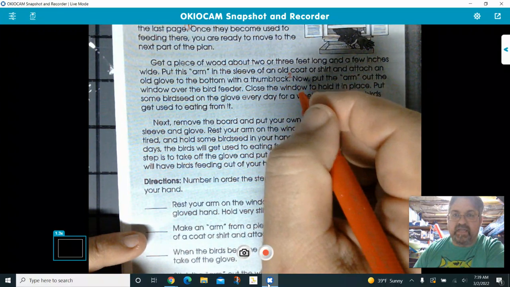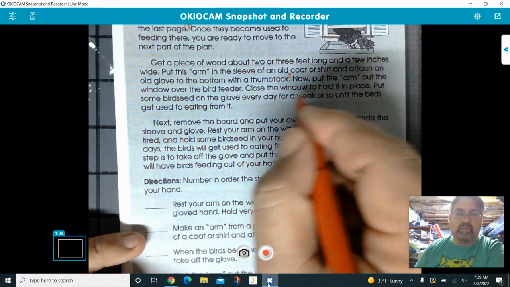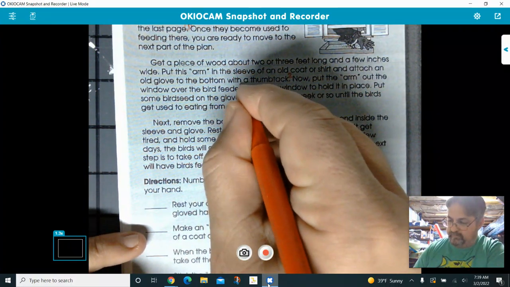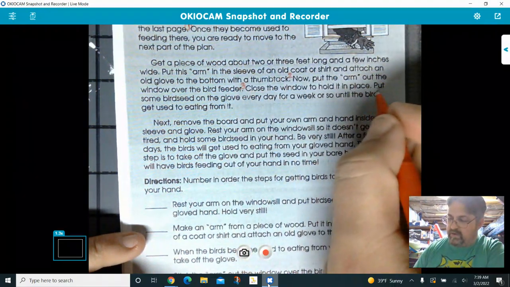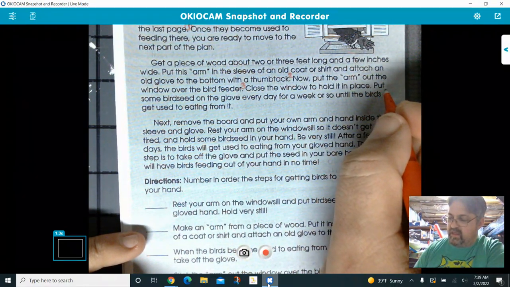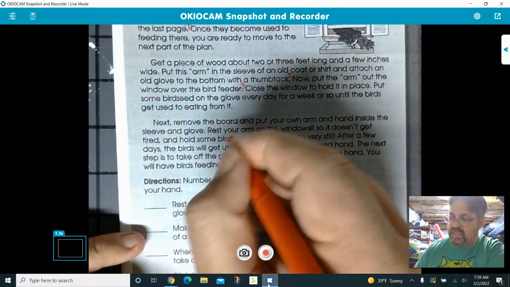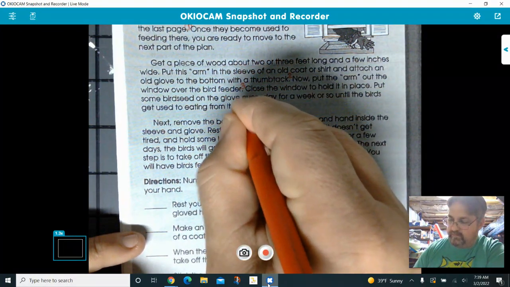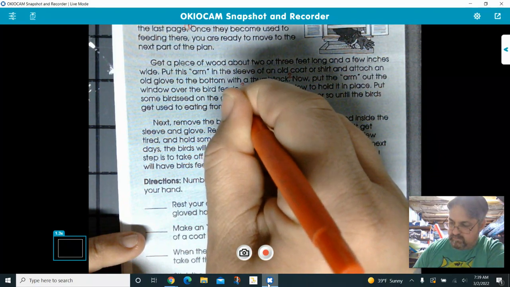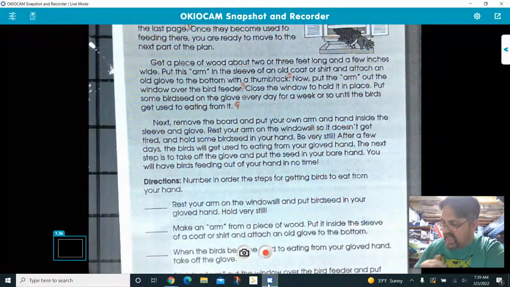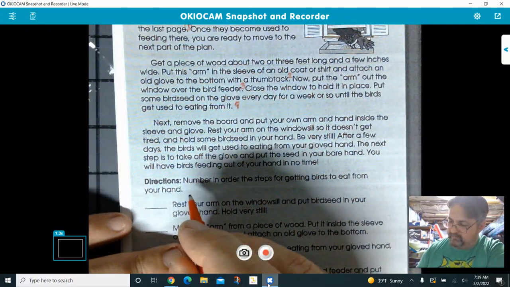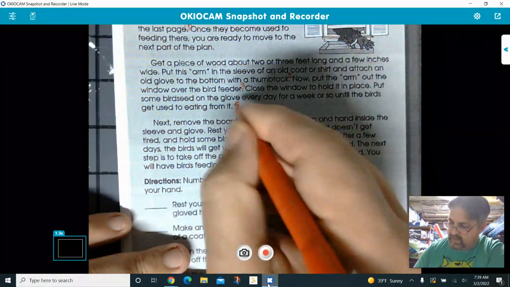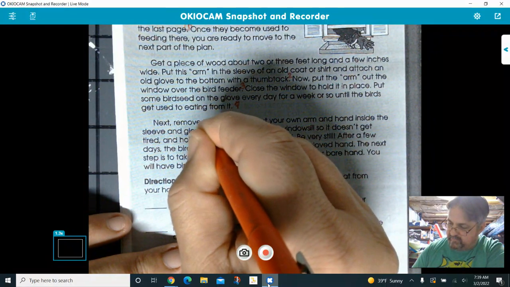And my pen is starting to die. Now put the arm out the window over the bird feeder. Close the window to hold it in place. Put some birdseed in the glove every day for a week until the birds get used to eating from it. Next, remove the board and put your own arm and hand inside the sleeve and glove. That was 4. This would be 5.